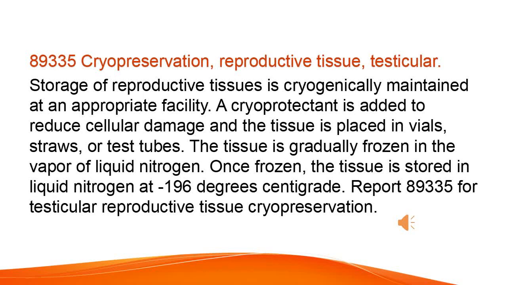Cryopreservation, reproductive tissue, testicular. Storage of reproductive tissues is cryogenically maintained at an appropriate facility. A cryoprotectant is added to reduce cellular damage and the tissue is placed in vials, straws, or test tubes. The tissue is gradually frozen in the vapor of liquid nitrogen. Once frozen, the tissue is stored in liquid nitrogen at -196 degrees centigrade.